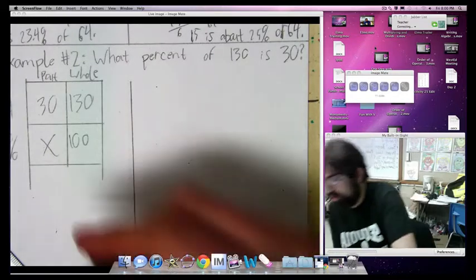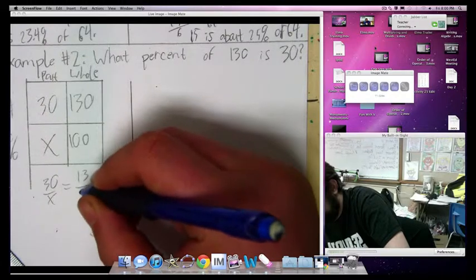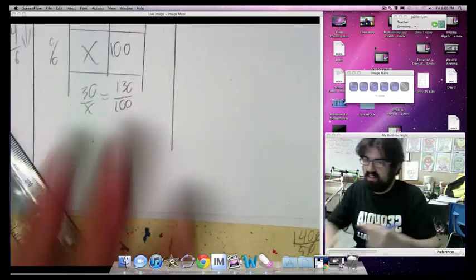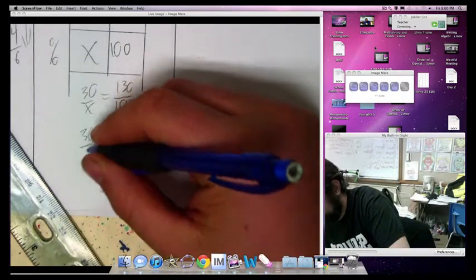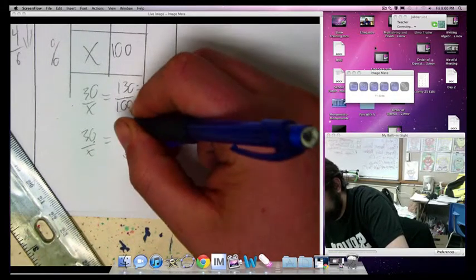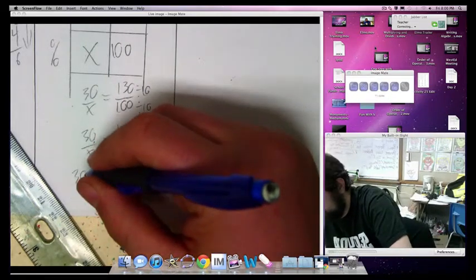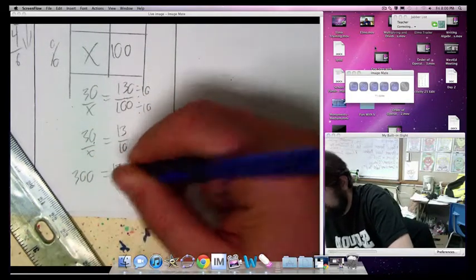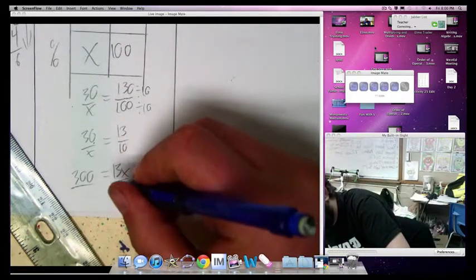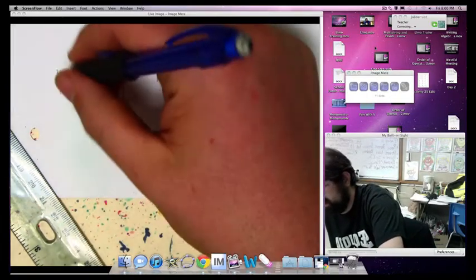Cool, here we go. 30 over x is equal to 130 over 100. I'll start with 130, but really I know I'm simplifying that. Divide by 10, divide by 10. I'm going to cross multiply. So now you get 300 is equal to 13x. Now I'm going to divide both sides by 13.